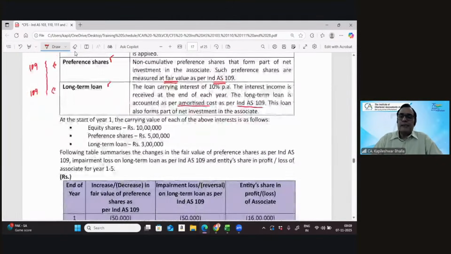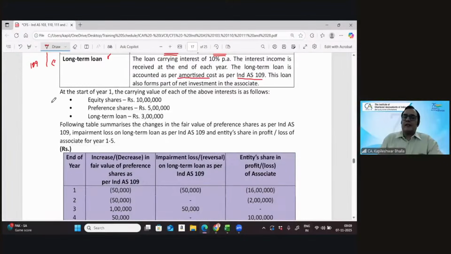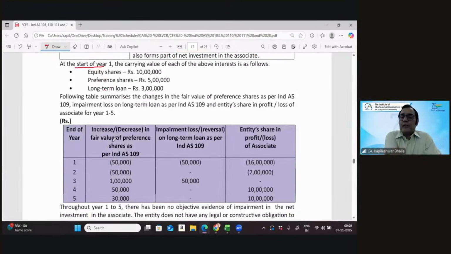Then he says at the start of the year, the carrying value of each of the above interests is given. So we're given the balances at the start of the year: equity shares, preference shares, and loan. And then it says the following table summarizes the changes in the fair value of the preference shares as per Ind AS 109 and the impairment loss on the long-term loan, again as per 109. As far as the preference shares are concerned, they are accounted at fair value, so fair value changes are defined. As far as the long-term loan is concerned, it is accounted at amortized cost, so we're given the impairment loss.